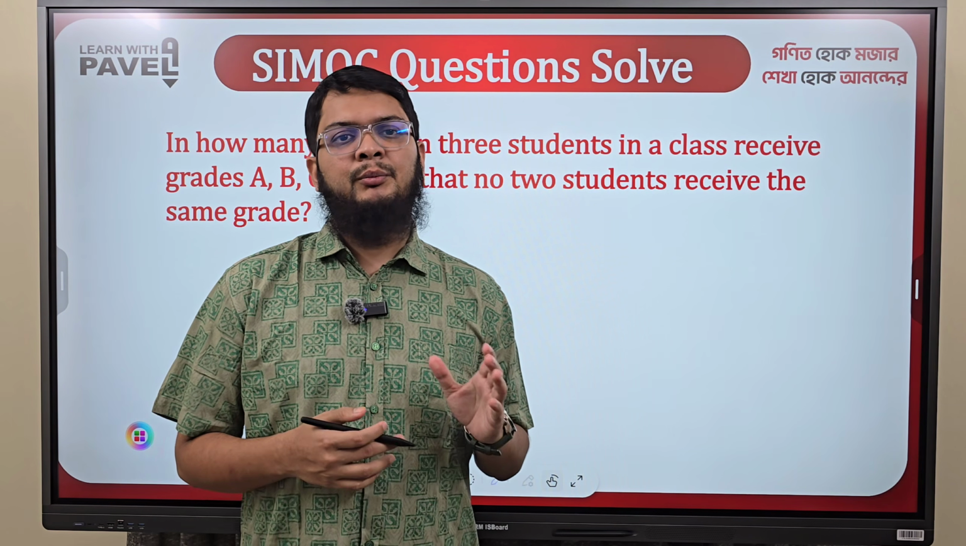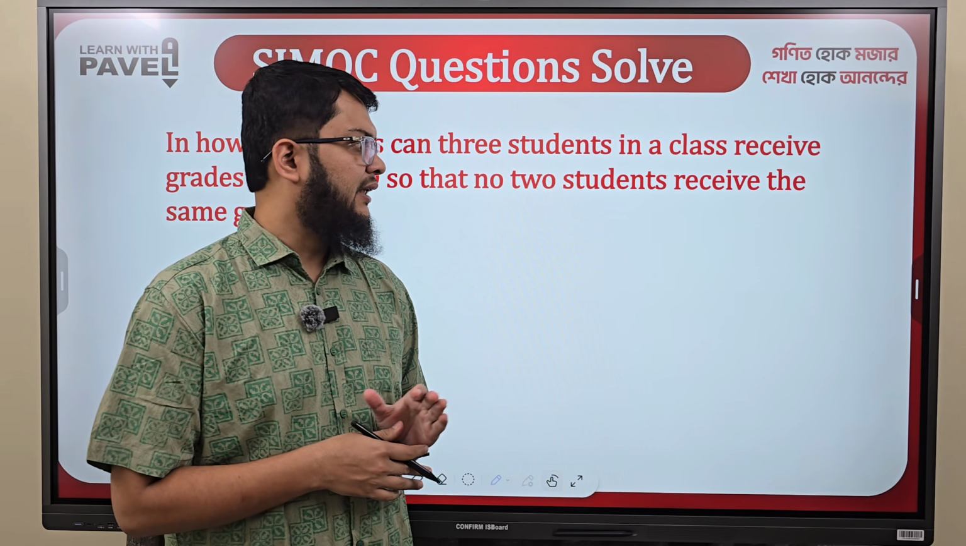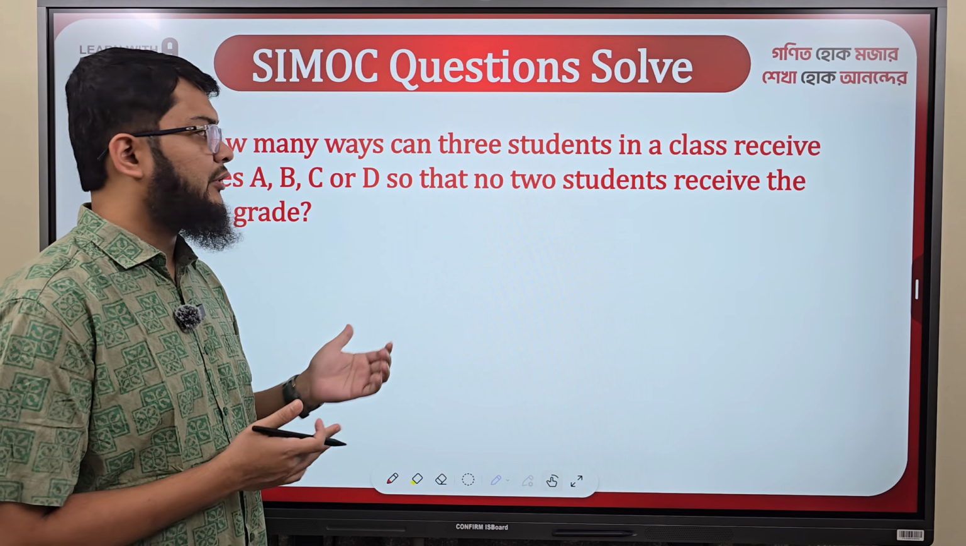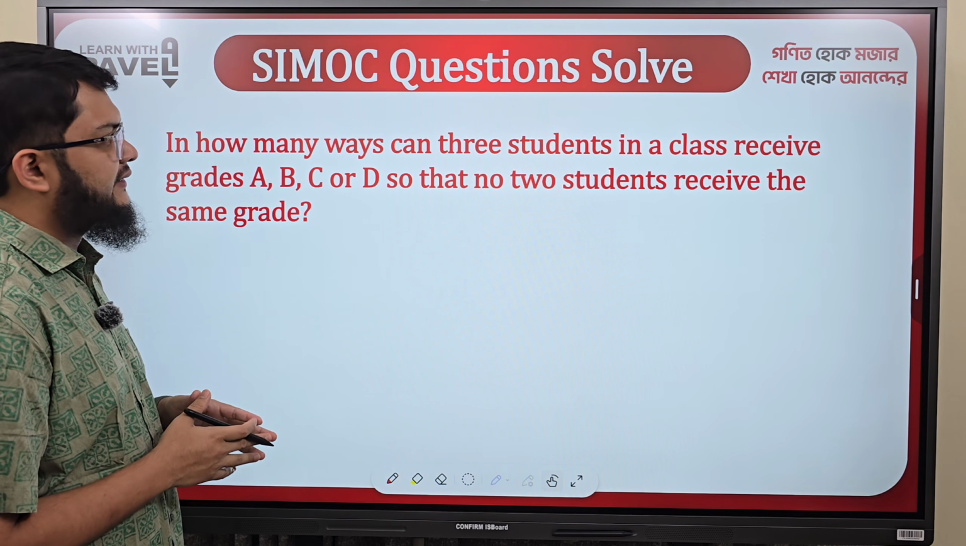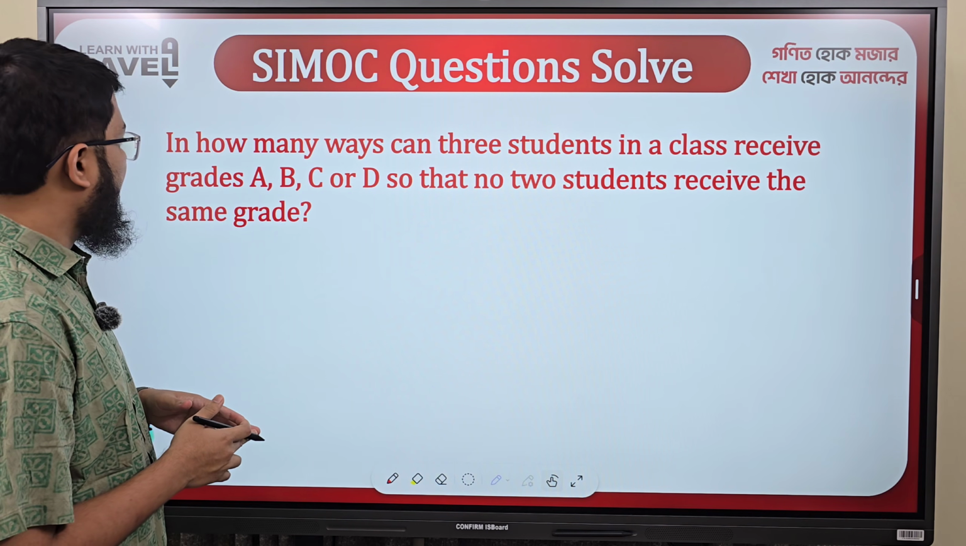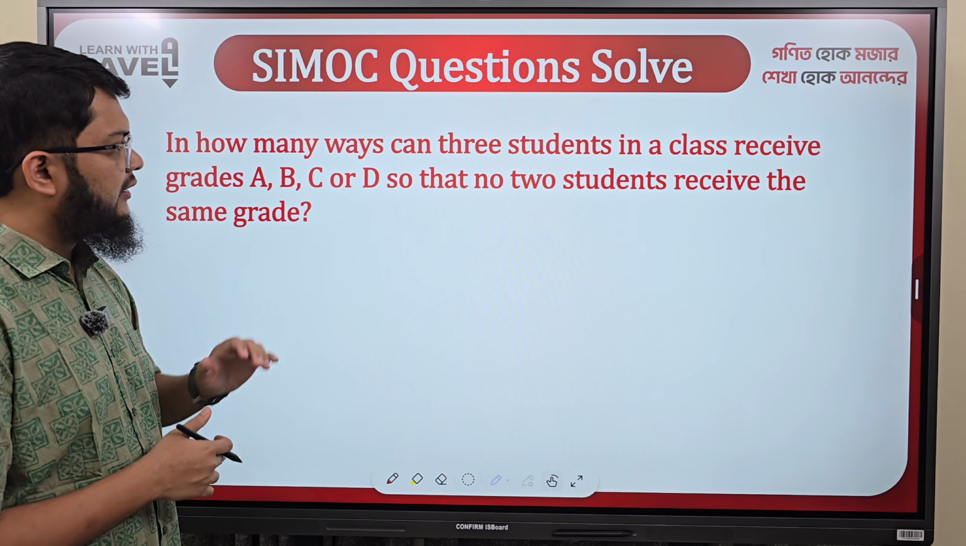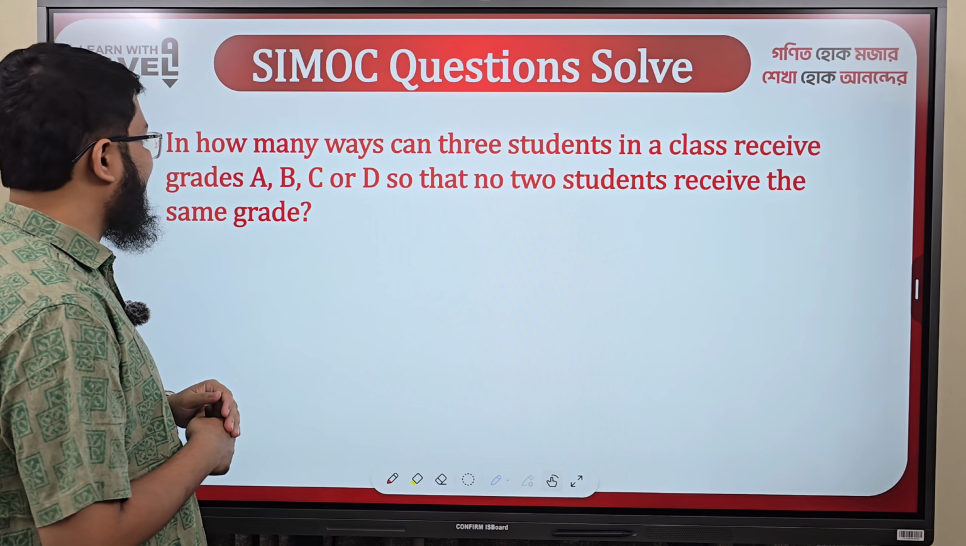Today we will solve a problem of Singapore Math Olympiad challenge. As you can see, I have already written down the question here. So the question reads, in how many ways can three students in a class receive grades A, B, C or D so that no two students receive the same grade?